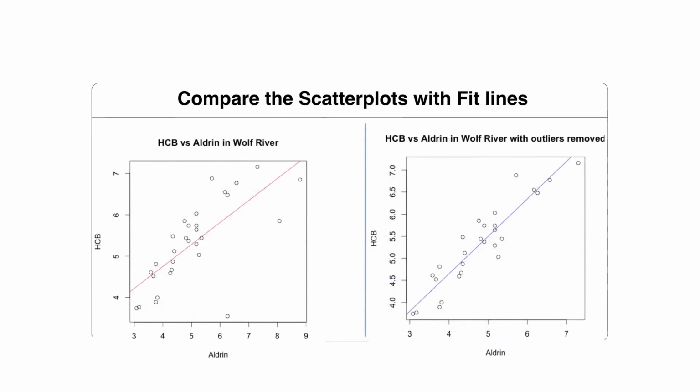Next, we're going to take a look at the scatter plots along with the fit lines for these two models. On the left hand side, you see the HCB versus Aldrin in Wolf River in the old model with the 3 outliers included. On the right hand side, you see that the fit line has dropped down, so the intercept is smaller, and you can see that the slope is steeper than what you'd be expecting. So the intercept has become smaller and the slope has become steeper. So mildly, there's a change in the exact slope parameter for the new model, which is quite interesting.